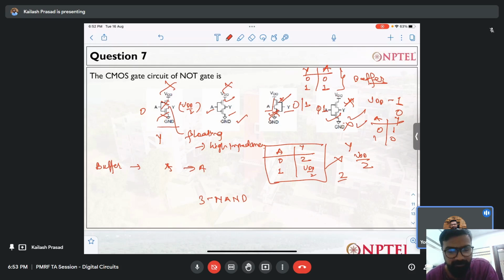It is good to know which is the correct answer, but it is also very important to know why the other answers are incorrect. That is the reason why I have explained each individual circuit and taken time, so that you understand the concept behind CMOS logic and how you design a circuit using CMOS logic. You cannot design it arbitrarily; you have to follow certain conventions. So this is the last question for today's session.